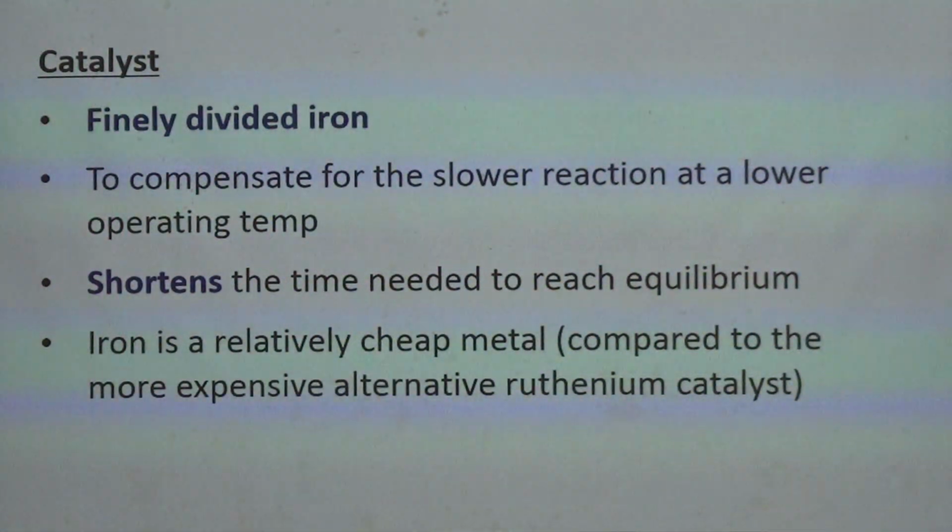Why do we add catalysts? Because we want to compensate for the slower reaction at lower operating temperature. So if you add a catalyst, it is going to lower the time taken for you to reach equilibrium. Remember, a catalyst doesn't change equilibrium yield. So it only shortens the time. The yield still stays the same. Catalysts don't change the yield. Iron is also a relatively cheap metal as compared to a more expensive alternative like ruthenium.